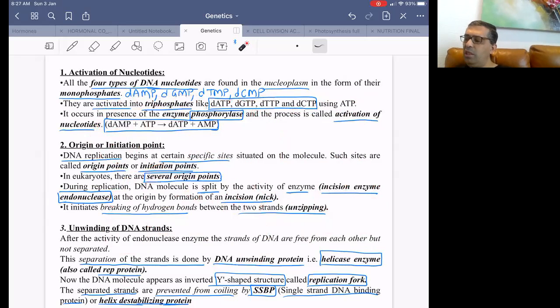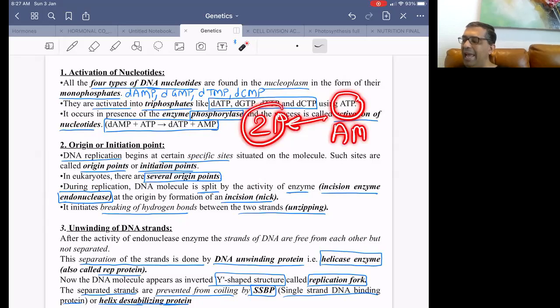So all the monophosphates, DAMP, DGMP, DTMP, DCMP, are converted into DATP, DGTP, DTTP, DCTP. So monophosphates become triphosphates, and the substrate used for it is ATP. And what does ATP do? It loses two phosphates. What does ATP become? AMP. Adenosine triphosphate becomes adenosine monophosphate.